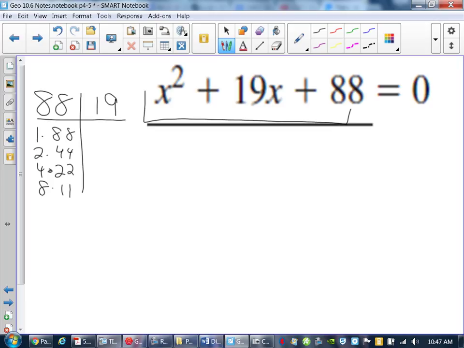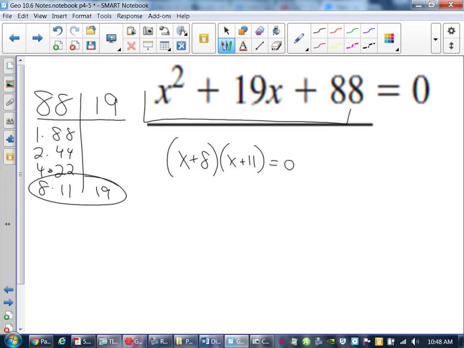For this one then, which of the combinations work? The bottom one. And this one works. They're both positives, so you don't have to worry about any of that. So you write it out: x plus 8, x plus 11, and that generates a 0. Because this one was 1 times positive 88, that adds to positive 19, that means both numbers are positive.